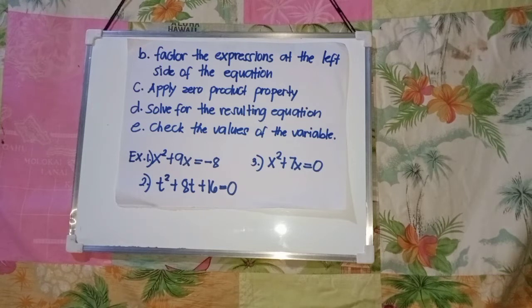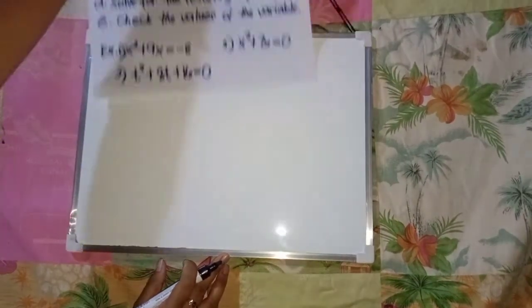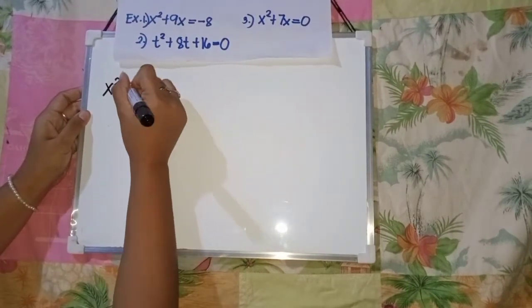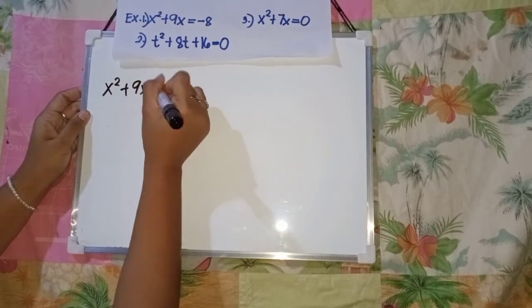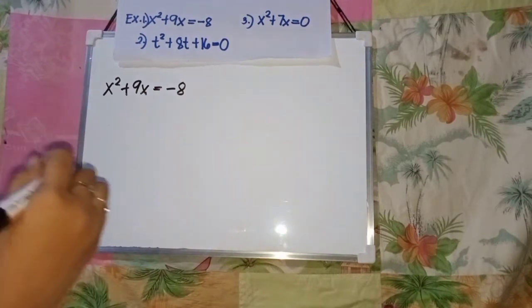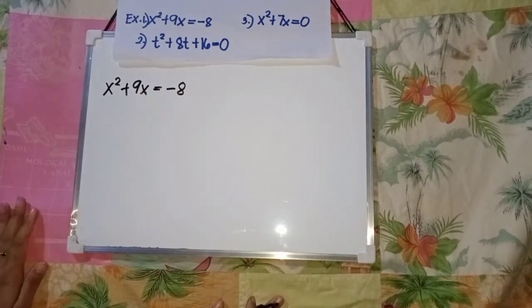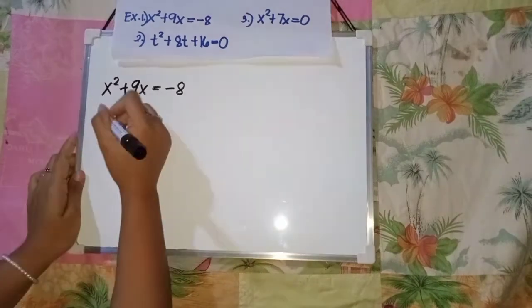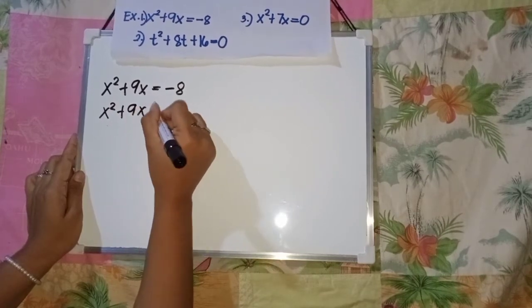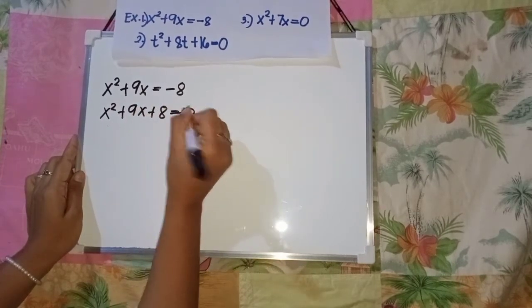So, we have here an example. Let's try the first example. x squared plus 9x is equal to negative 18. Let's equate it to 0 as we need to follow the standard form ax squared plus bx plus c is equal to 0. With the additive inverse, it will be x squared plus 9x plus 8 is equal to 0.